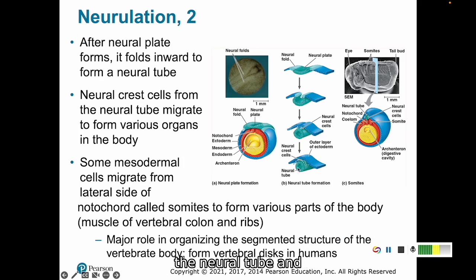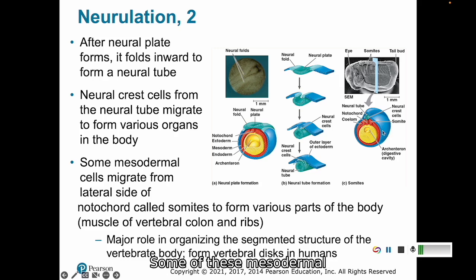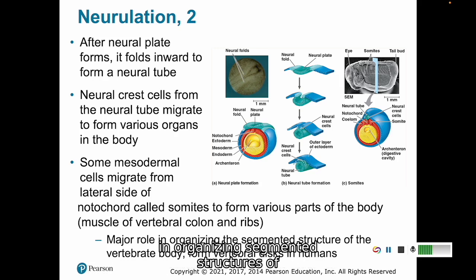Then here between the neural tube and the outer layer of ectoderm is a layer of neural crest cells. And these neural crest cells will migrate to form various organs of the body. So it'll migrate to form like the teeth or parts of ectodermal organs throughout the body. Some of these mesodermal cells are also going to be able to migrate from the lateral sides, and they'll form little segmented repeated structures called somites. And those somites have a major role in organizing segmented structures of the vertebrate body. In humans, they are involved in forming vertebral discs.